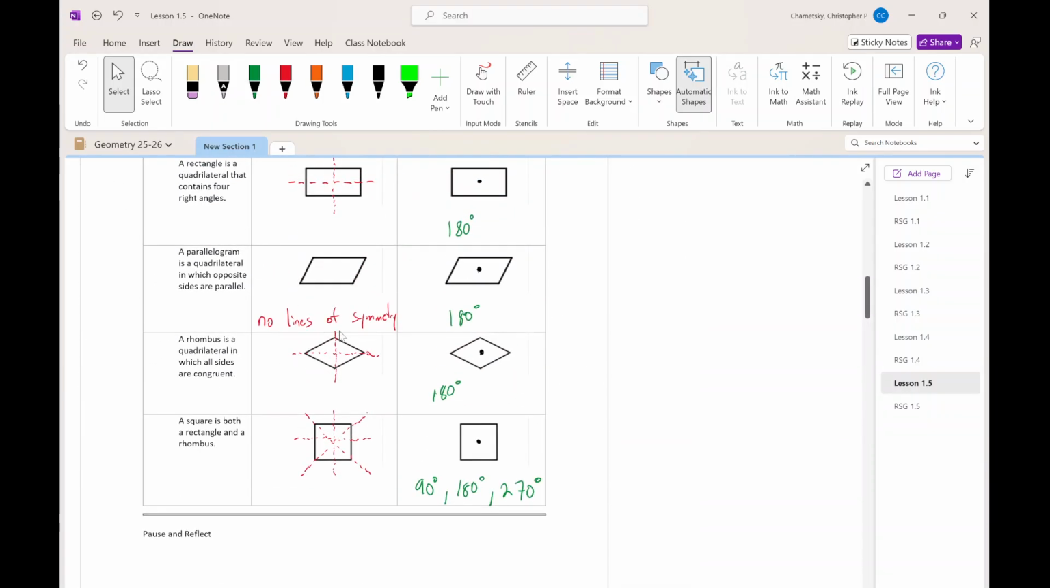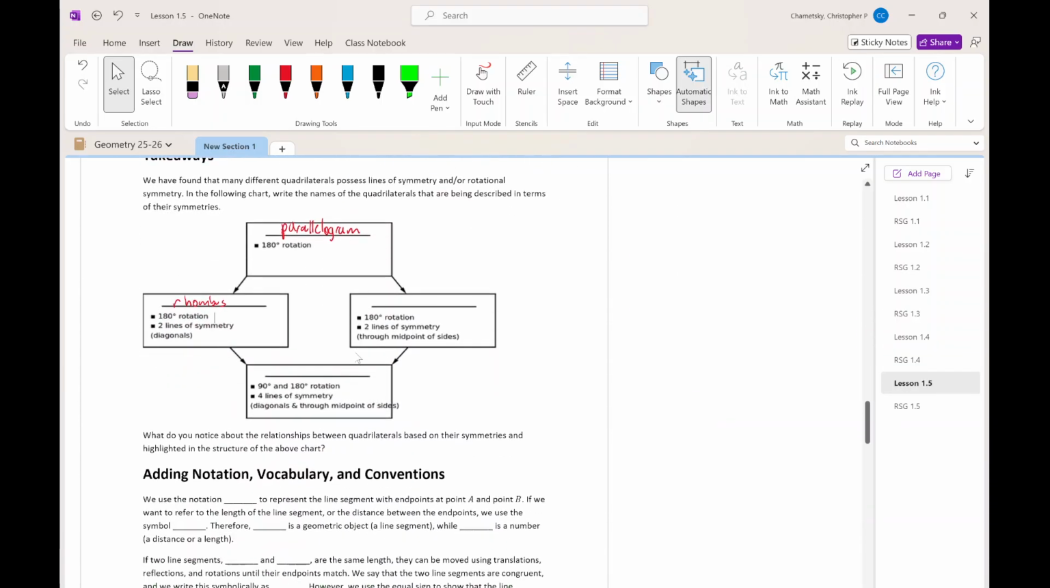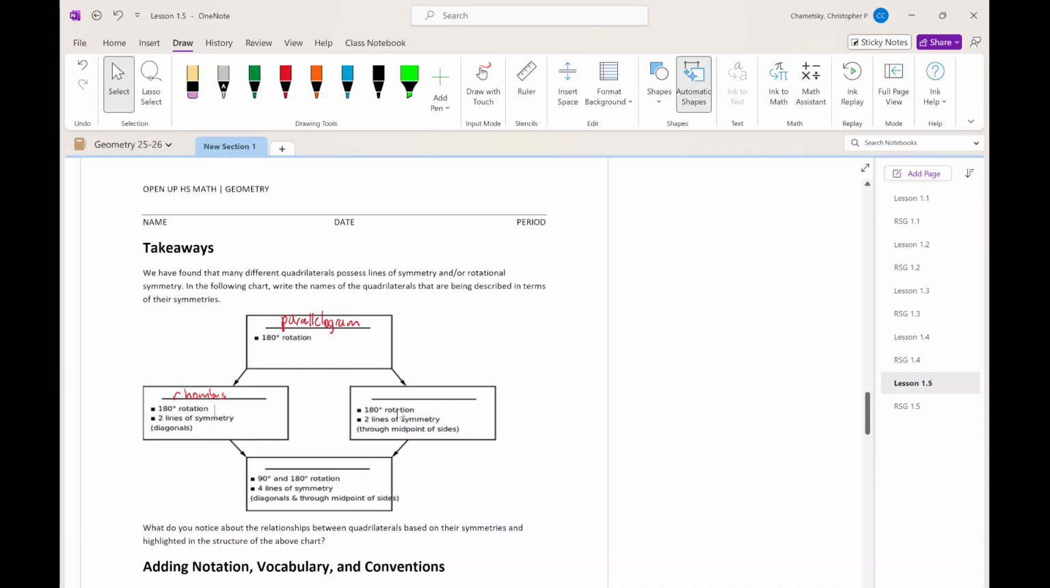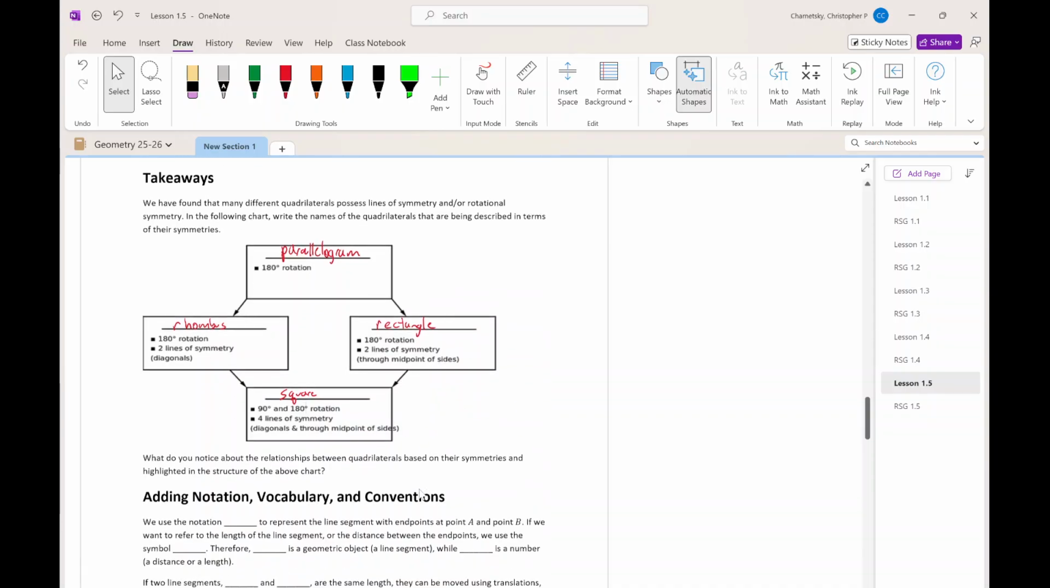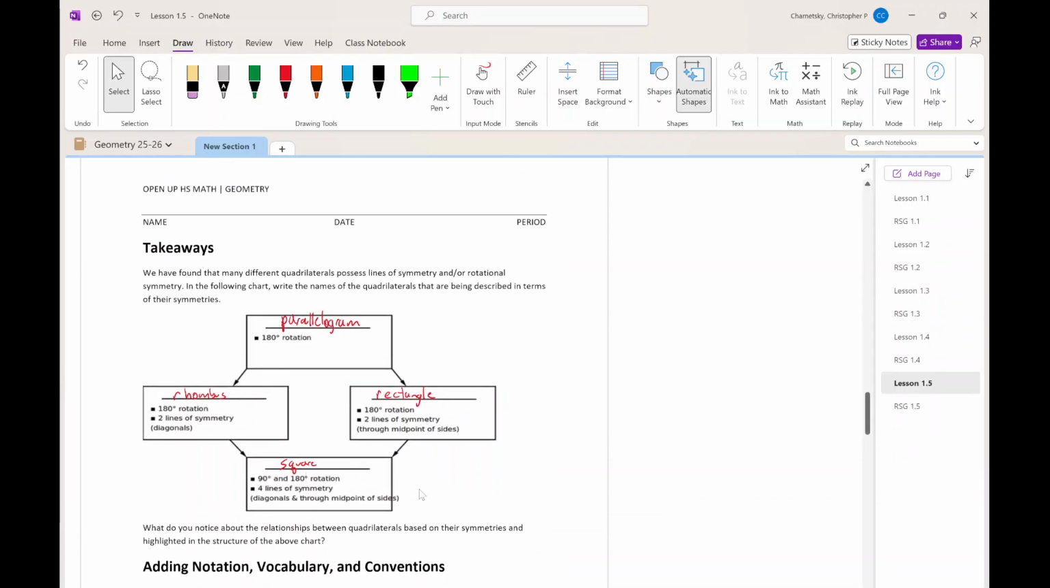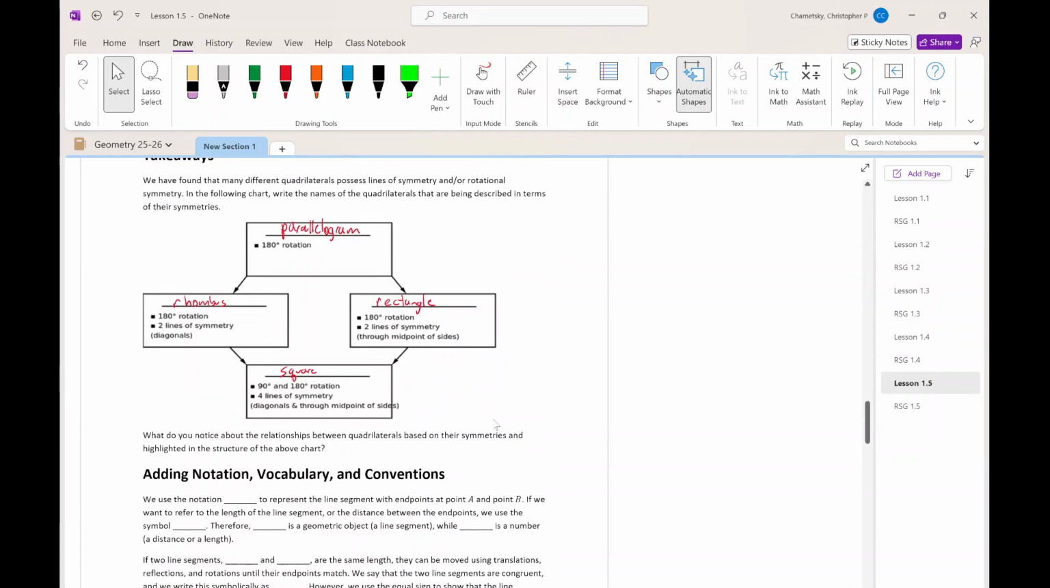there's our lines of symmetry through the diagonals. 180 degree rotation, but 2 lines of symmetry, but not through the diagonals, through the midpoints of the sides. That's a rectangle. And something that is considered both a rectangle and a rhombus, that is a square that has 90 and 180 degree rotation, 4 lines of symmetry. Those are our shapes that we're working with today. Okay.